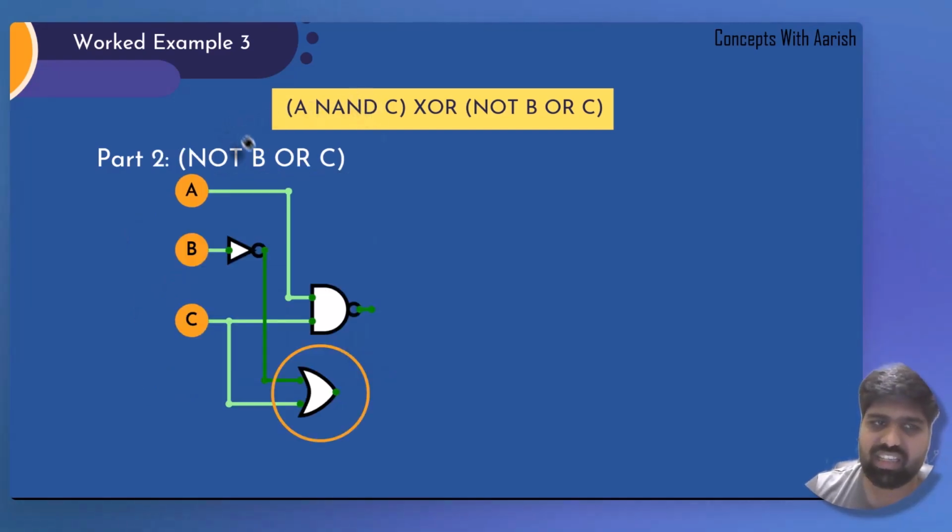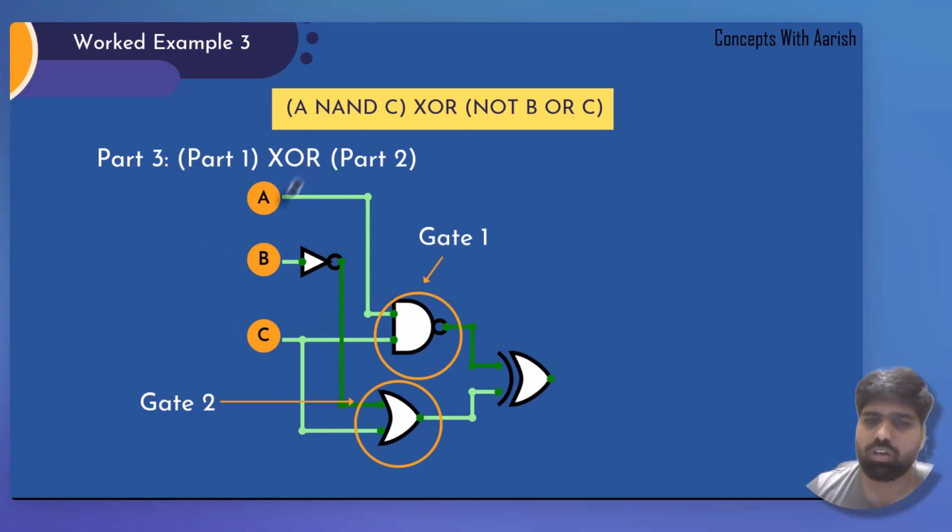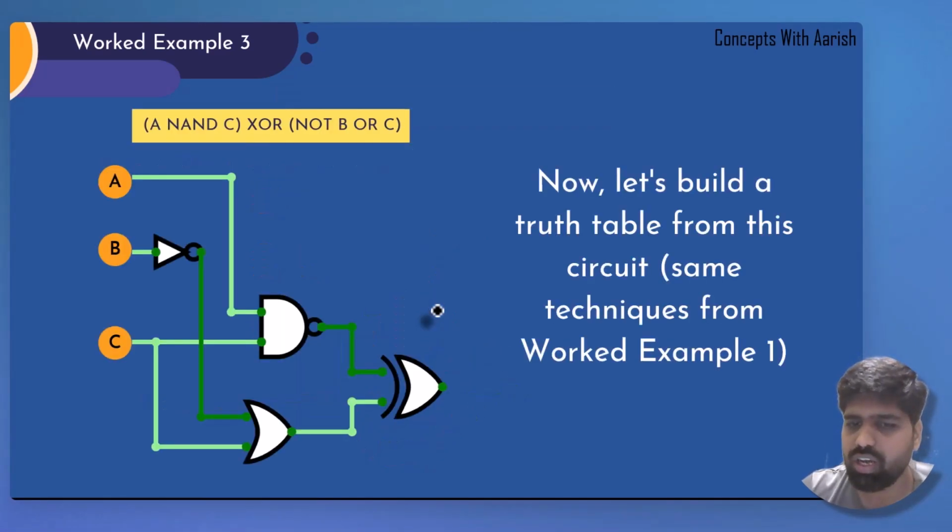Then the second part was not B or C. First it was not B, so I applied the not over here, and then you have to make it OR with C. You take one input from C and one input from not B, and make it not B OR C. Now you have to combine both of the outputs together and produce an exclusive OR. So I take one output from here, one from here, and produce an exclusive OR, and that will give us the final result.